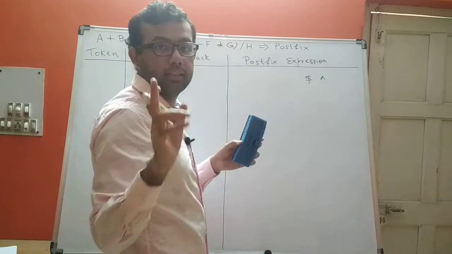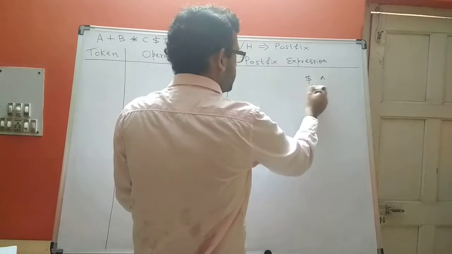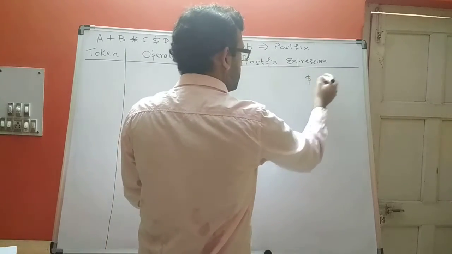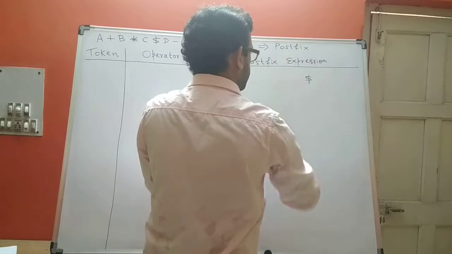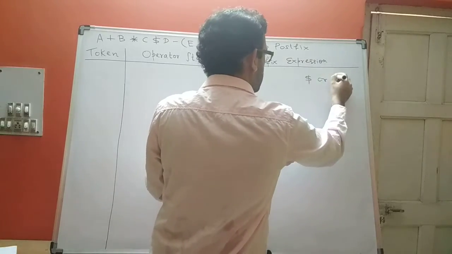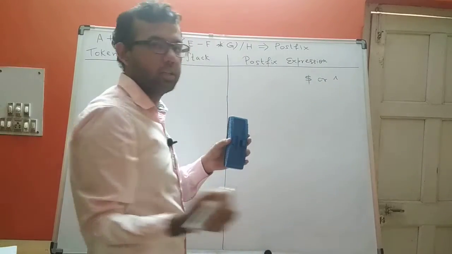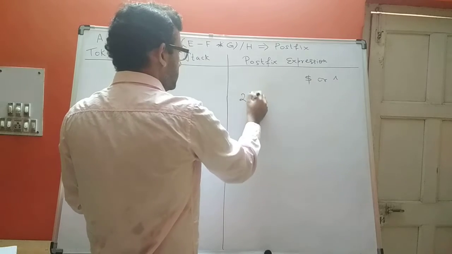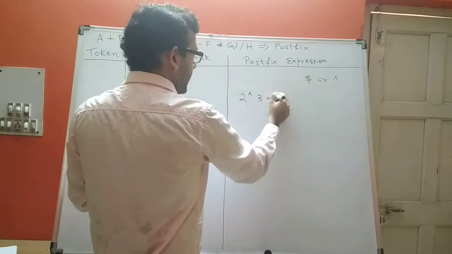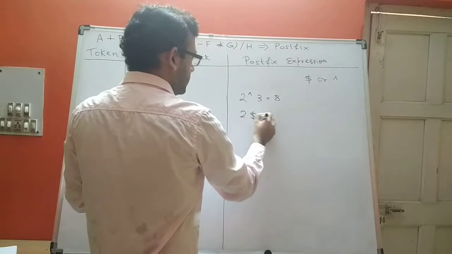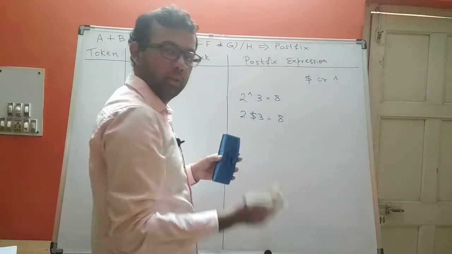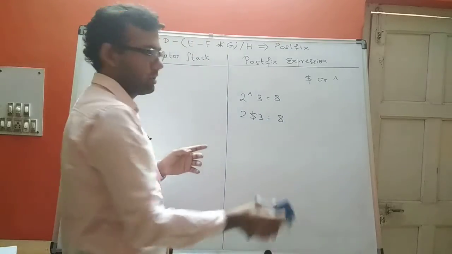And it has the highest priority. And it is followed by, so dollar, okay, let me write it this way. Either dollar or cap, they mean the same thing, exponentiation. That means 2 cap 3 is 8. Similarly, $2 is also 8. Okay, this is what you mean by exponentiation.